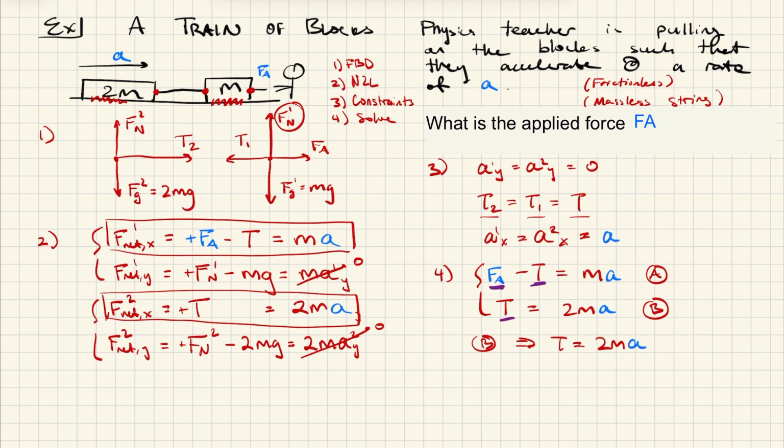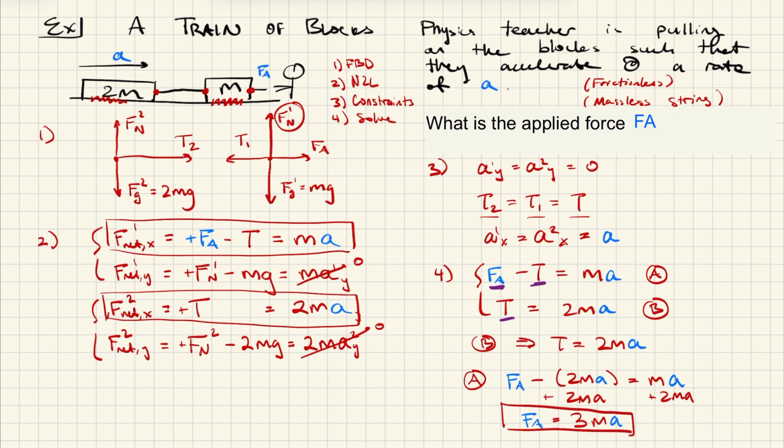So what I'm going to do is substitute that into equation A, and now equation A will read Fa minus 2m times a, after plugging in the value for the tension, right, equals m times a. And so now if I add 2ma to both sides, I'm sorry, I didn't switch the pen colors, but I'm just lazy like that. We can find that the applied force, Fa, is simply 3m times a.